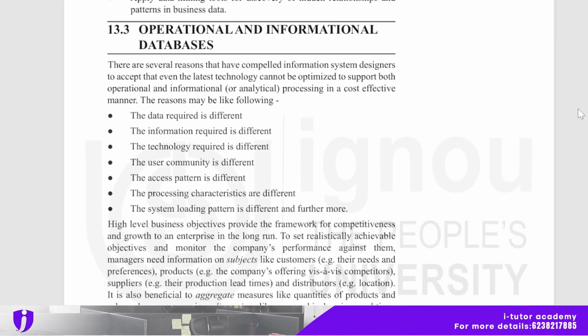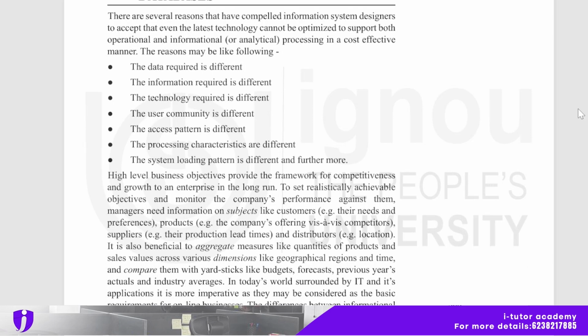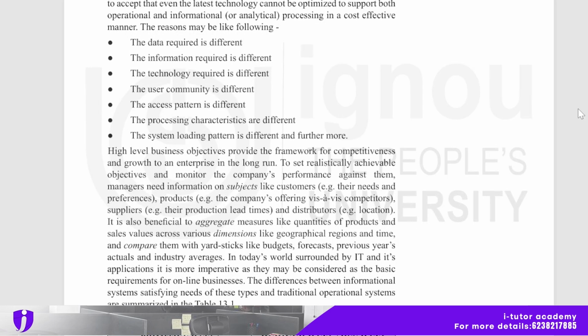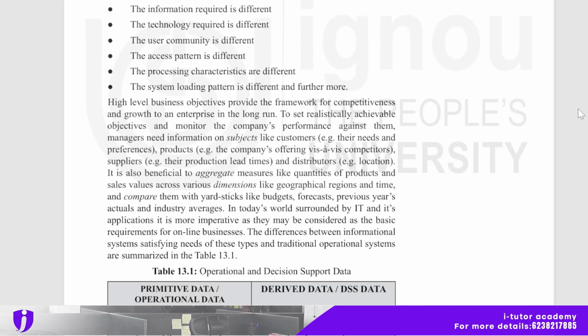Operational and informational database. There are several reasons that have compelled information system designers to accept that even the latest technology cannot be optimized to support both operational and informational or analytical processing in a cost-effective manner. The reasons are as follows: the data required is different, the information required is different, the technology required is different, the user community is different, the processing characteristics are different, and the system loading pattern is different. Furthermore, high-level business objectives provide the framework for competitiveness and growth to an enterprise in the long run.